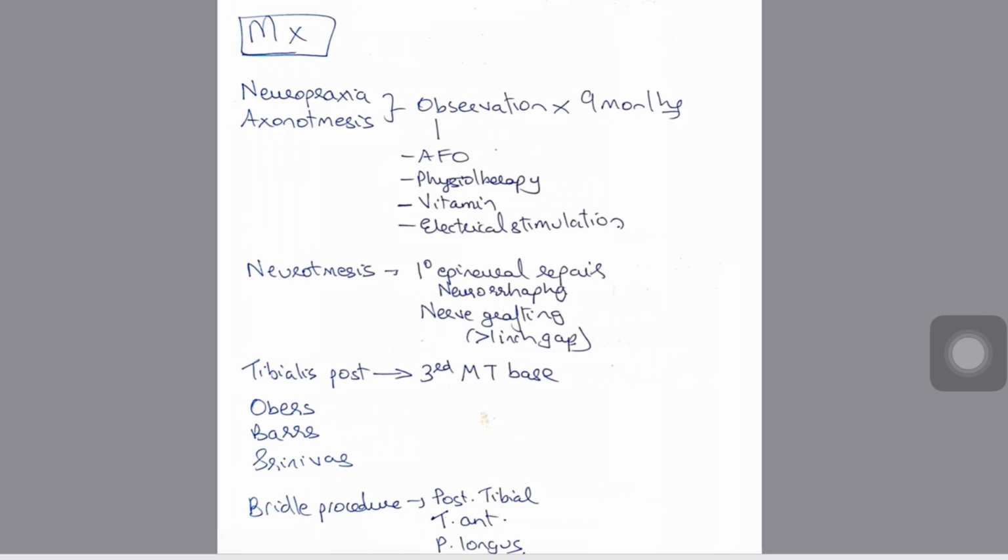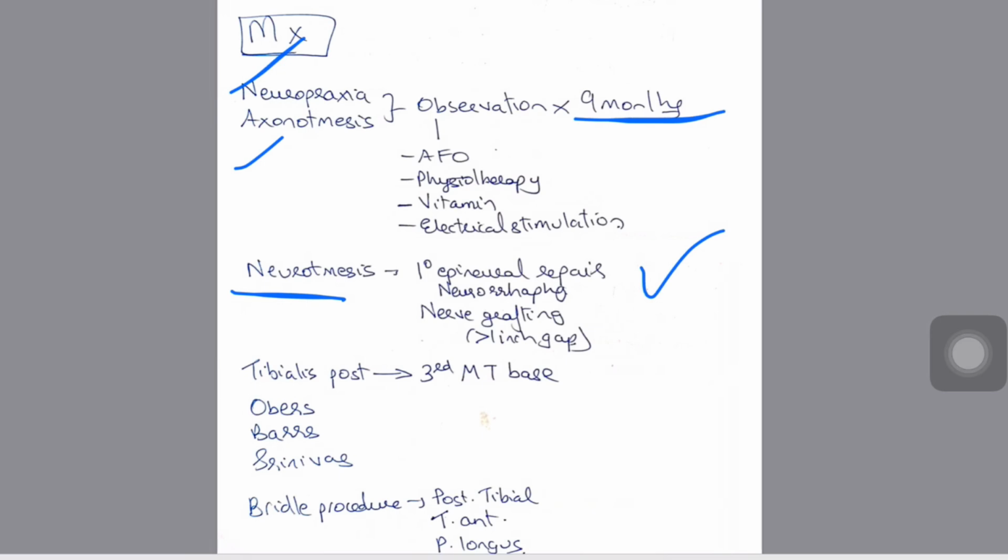So, management for neuropraxia and axonotmesis is initially observation for 9 months. What do you do in observation? You give an AFO to prevent equinus contracture. You do physiotherapy, you give vitamin supplementation, you give electrical stimulation. In neurotmesis, you go for direct primary epineurial repair, that is neurorrhaphy, or if there is more than a 1 inch gap, you might go for nerve grafting as well.